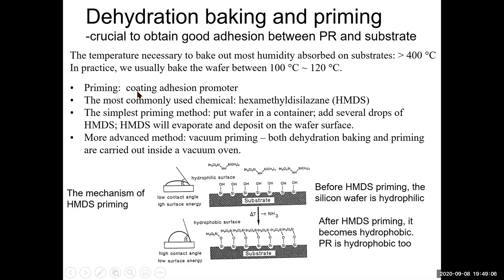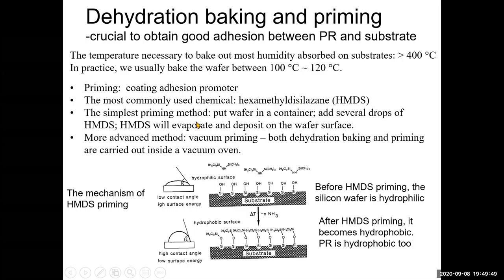Priming is a step of coating an adhesion promoter, a step of coating an adhesion layer. If you have ever painted your own house, you should know this step very well. Priming is actually a critical step. And the most commonly used chemical for priming for MEMS, or to prime photoresist coating, is HMDS, hexamethyldisilazane, HMDS.